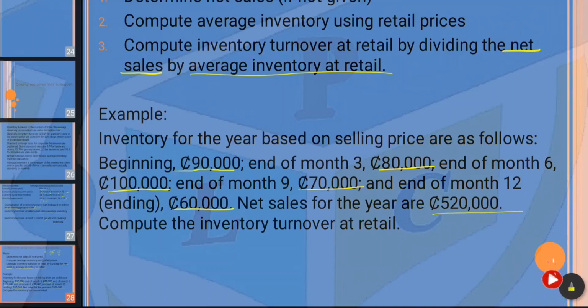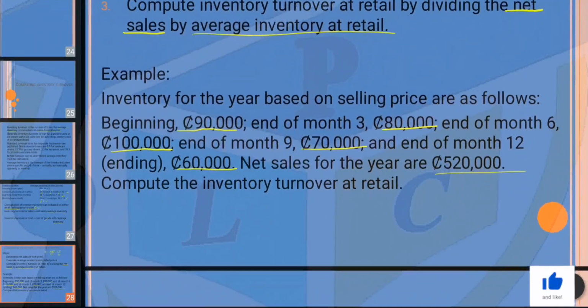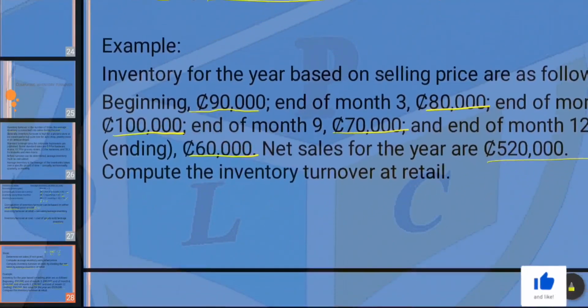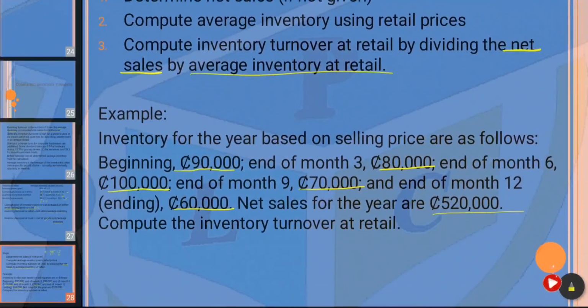So we are asked to compute the inventory turnover at retail. So let's see how we can compute that. Here, all that you need to do is, first of all, compute your average inventory. Is that okay? Your average inventory. So let's see how you can compute the average. Based on the inventory period that we are taking, you can compute for that.